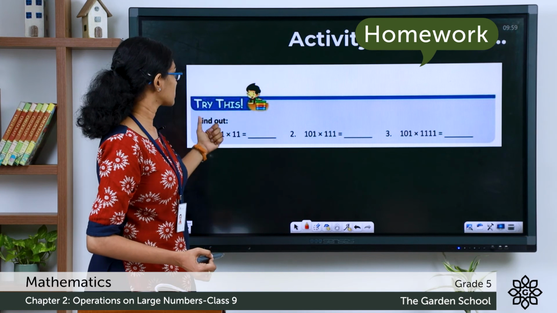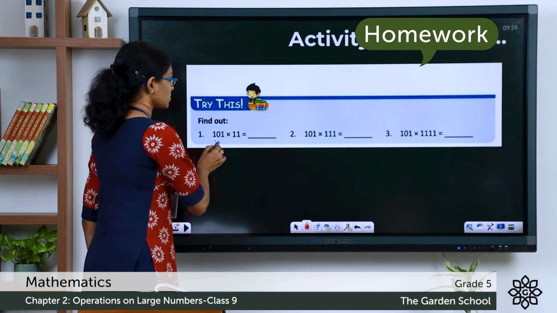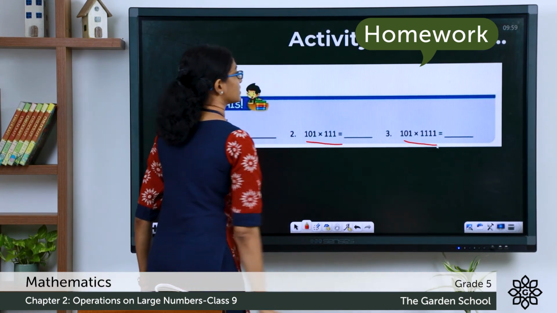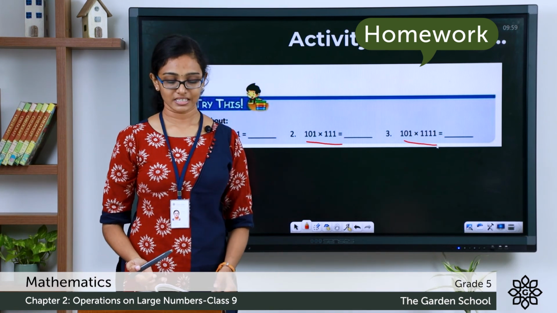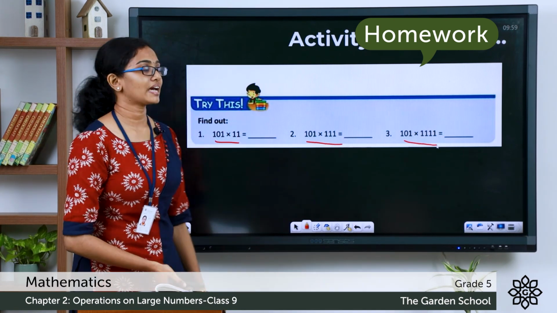Now, there is one more box below that Fun with Maths heading. You can see this box, try this. This is also a pattern. You can note down these questions in your notebook and write down the answers.